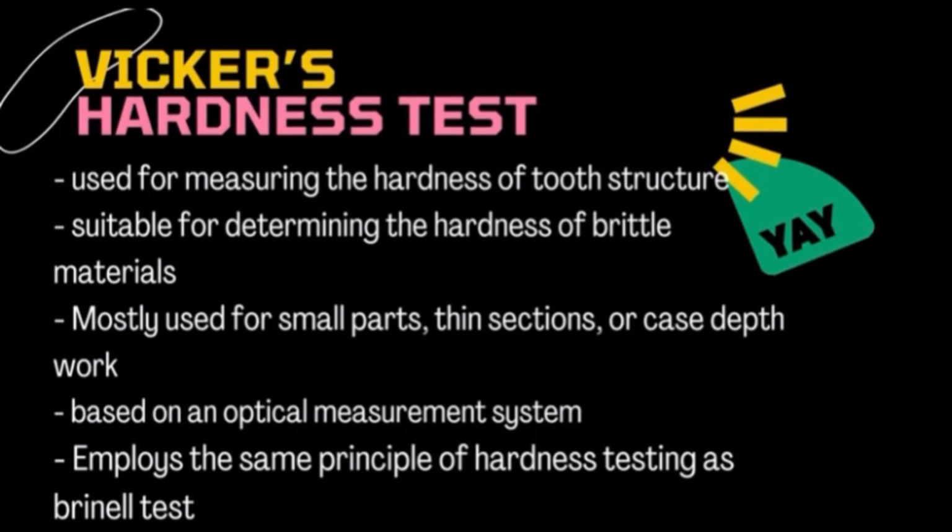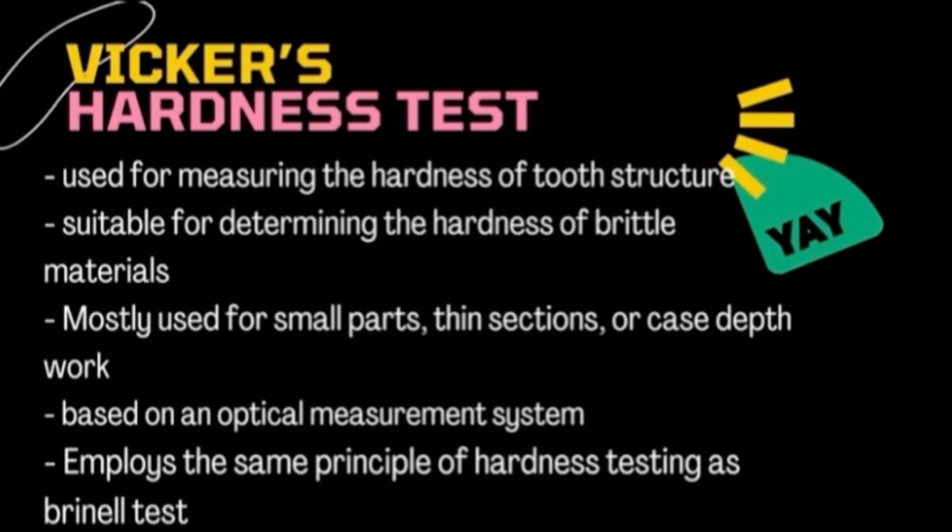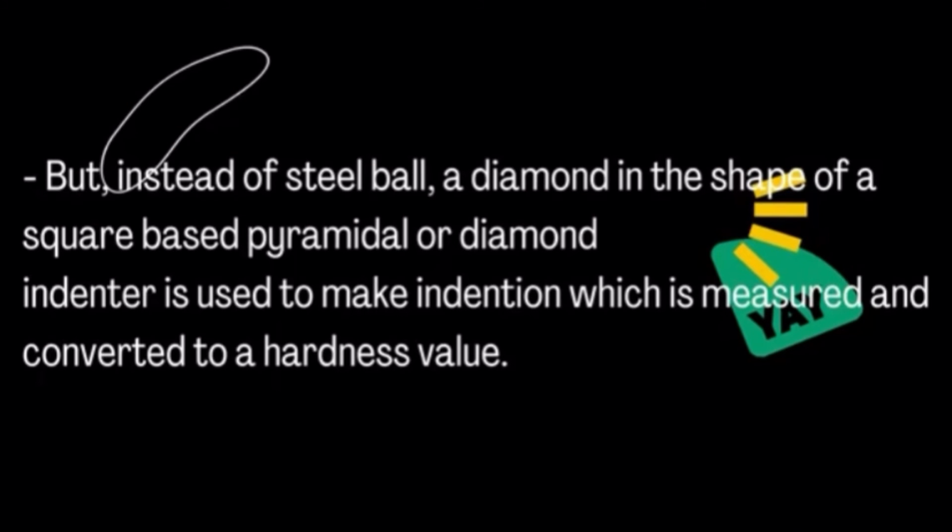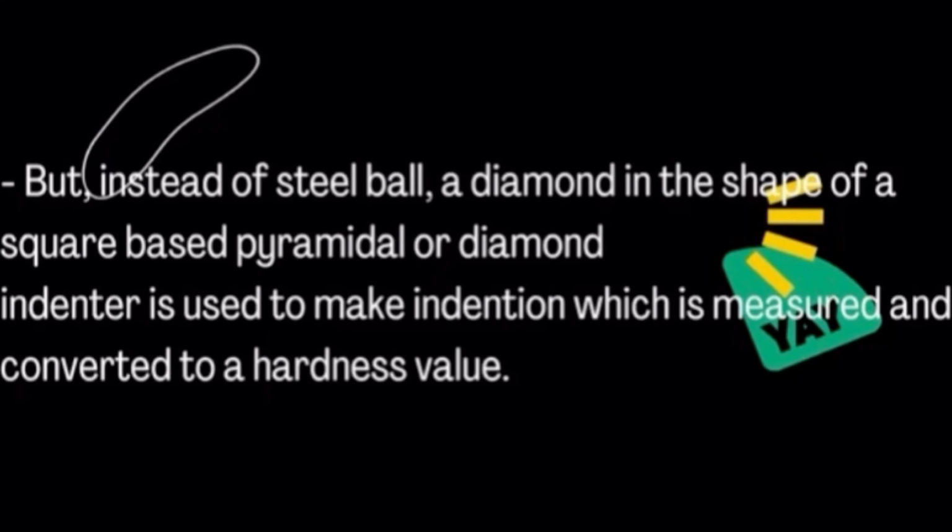Next, we have the Vickers hardness test, which is used for measuring the hardness of tooth structure and is suitable for determining the hardness of brittle materials. This one is based on an optical measurement system, mostly used for small parts, thin sections, or case depth work. It also employs the same principle of hardness testing as the Brinell test. But instead of a steel ball, a diamond in the shape of a square-based pyramid, or diamond indenter, is used to make an indentation, which is measured and converted to a hardness value.